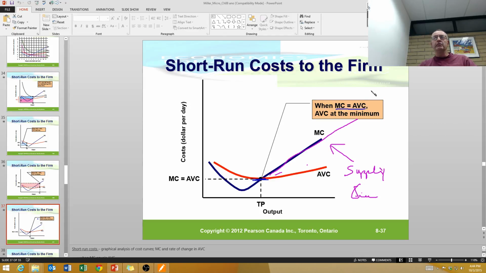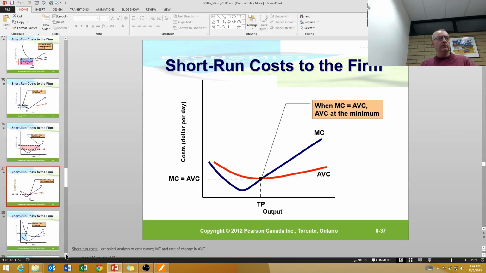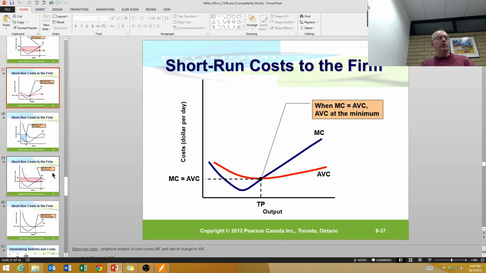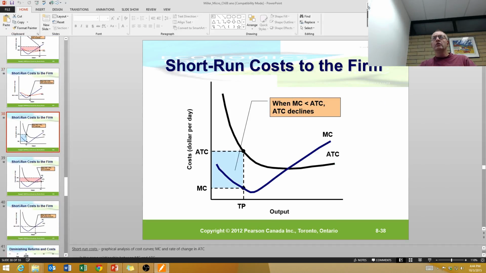Okay, so now we're going to see the same relationship between the marginal and the average when we look at total costs rather than simply the variable costs. Okay, so again, the marginal pulls the average to the side of the marginal. So when the marginal cost curve is below the average total cost curve, the average total cost curve declines. It declines down to this point.